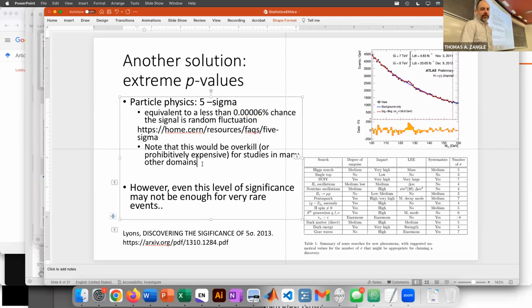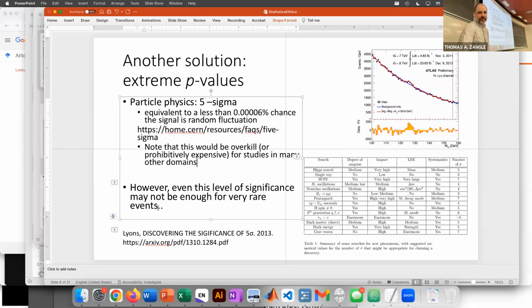The downside is that this would be overkill or prohibitively expensive for studies in many other domains. The reason why 0.05 is often what we use when we're studying people, or doing some other kind of expensive experiment, is that we just can't collect enough data to ever achieve this level of statistical significance. But it's again somewhat domain and experiment type specific.